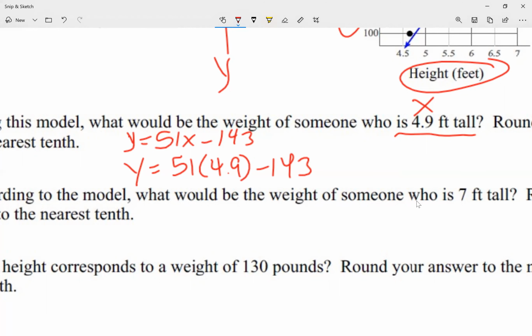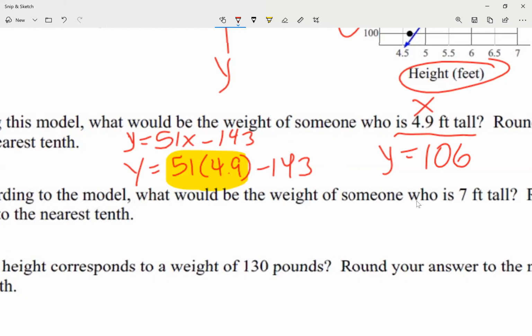Now I know I'm gonna have y equals, I have to work the side. I know I have to multiply it before I subtract. Now 51 times 4.9 is 249.9 minus 143 equals 106.9.